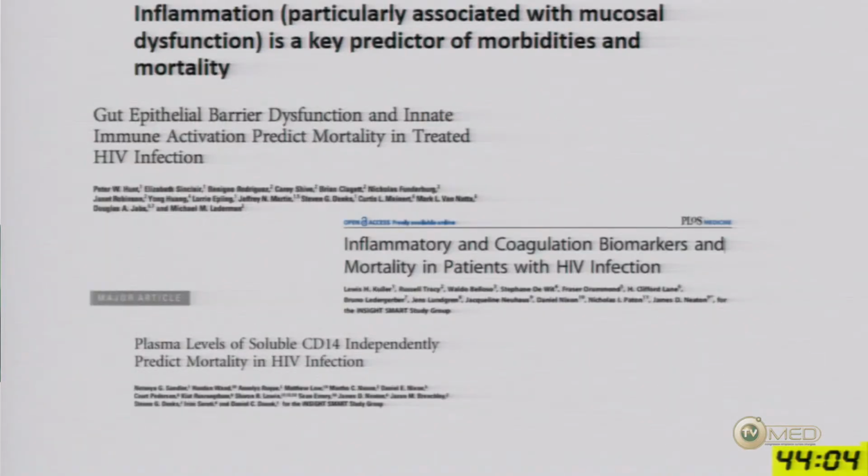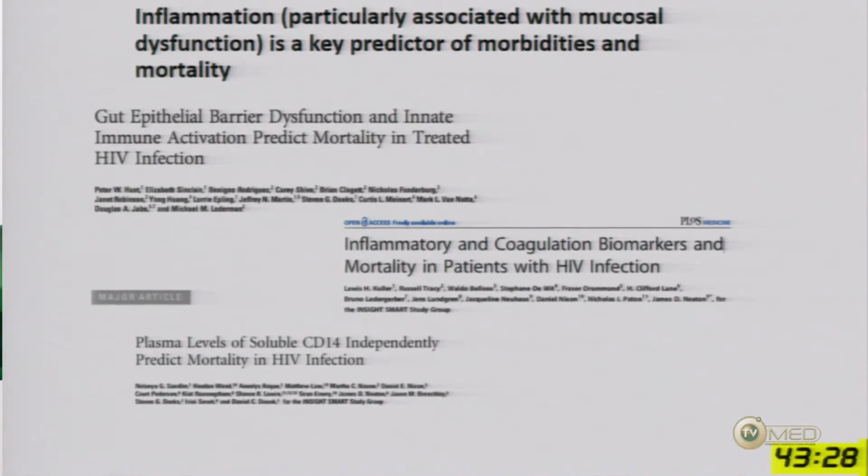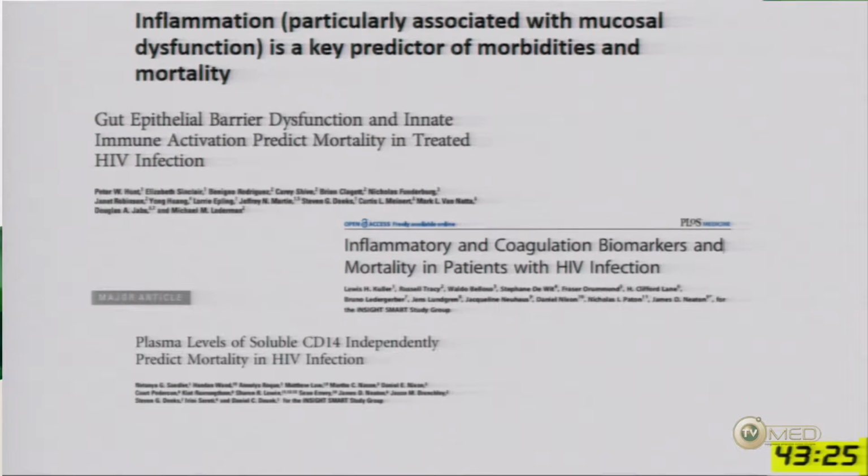We have consistently been finding that a major reason for these increased morbidities and mortality is inflammation and effects from gastrointestinal or mucosal dysfunction. Things like gut epithelial barrier dysfunction and ensuing innate immune activation, inflammatory coagulation biomarkers, and markers of microbial translocation all have predicted mortality rates, and this is typically independent of whether people have antiretroviral therapy or not. So even when you suppress the virus with antiretroviral therapy, you still have increased inflammation, increased microbial translocation.